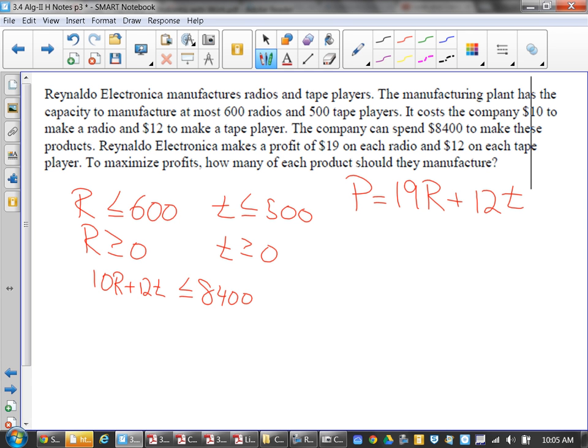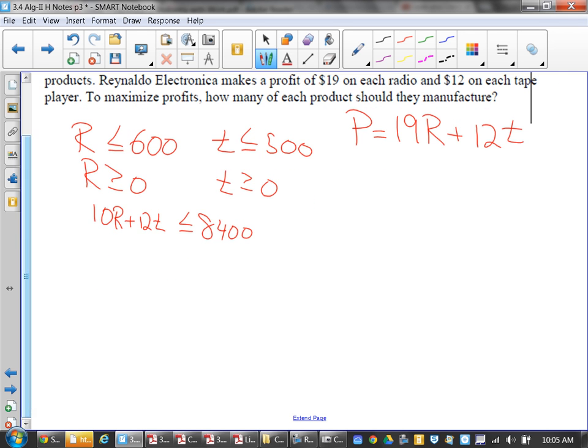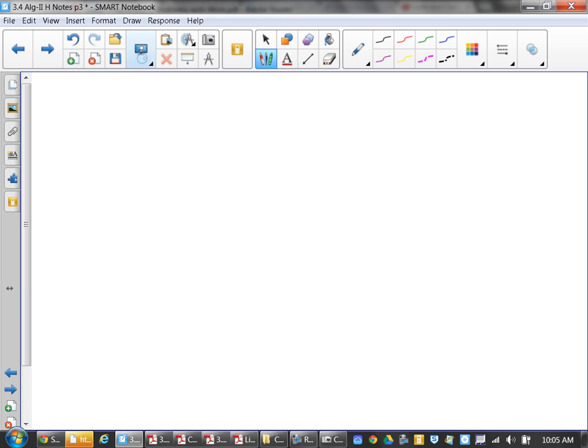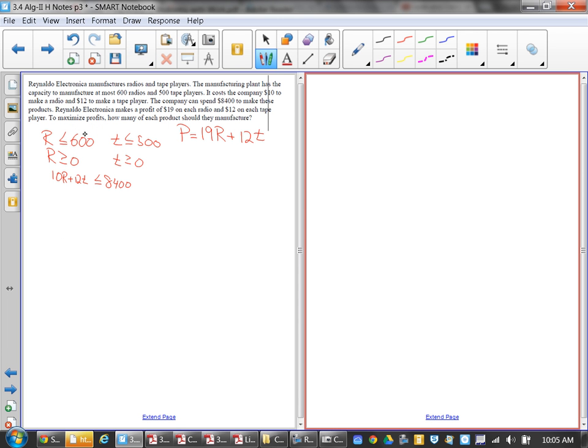You gotta graph it. I'm going to show you what I was talking about, putting this one out first. Can you say it's first quadrant? I can say it's first quadrant, you're right. Let me put it on a separate screen here. It's got to be first quadrant because R is greater than or equal to 0 but less than or equal to 600, and T is greater than or equal to 0 and less than or equal to 500.